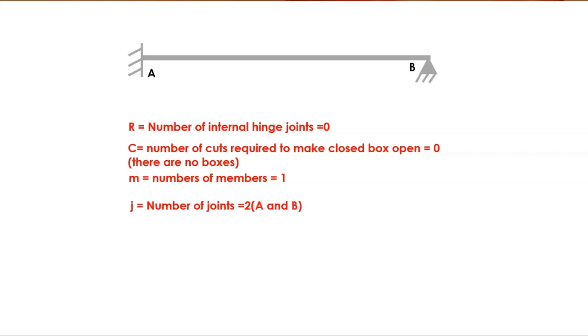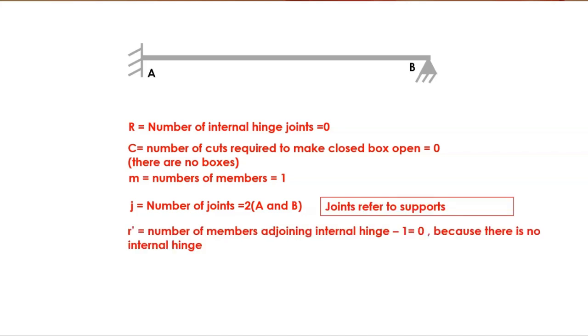J is number of joints. There are two joints, A and B. Joints are nothing but supports. R dash, number of members adjoining internal hinge minus 1. Because there is no internal hinge, you can assume the value of R dash as 0. So you got capital R as 0, C as 0, M equals 1, J equals 2, R dash equals 0.